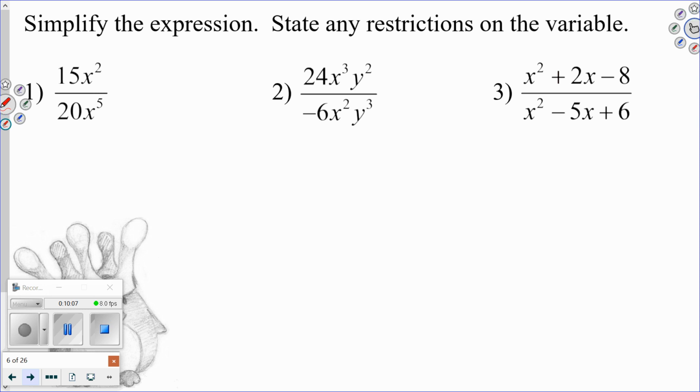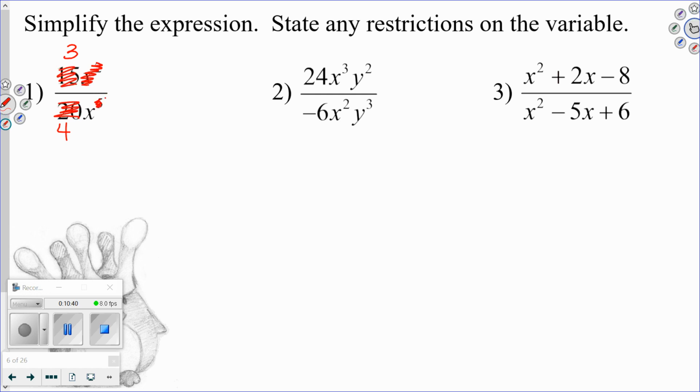So what can I cancel in number 1? 5? Okay, so let's just kind of take one piece at a time. You're right. So he's looking at 15 and 20 can both be divided by 5. So 15 divided by 5 is 3. 20 divided by 5 is 4. Okay, what about the x's? How many x's can I cancel? 2. Right, I can cancel the 2 from the top. How many would be left on the bottom?